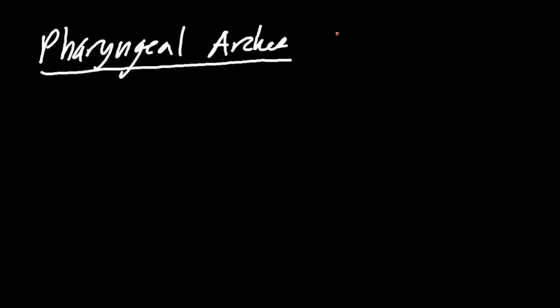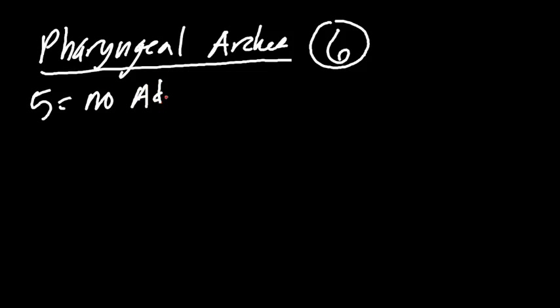So let's talk about the basics of the pharyngeal arches. Like I said, there's going to be 6. Number 5 is unimportant because there's no adult derivatives. It does develop embryologically, however, in the adult, there's no adult derivatives. Alright, so that's an important note. So we've already knocked off one of the 6. That's all I'm going to talk about, number 5.